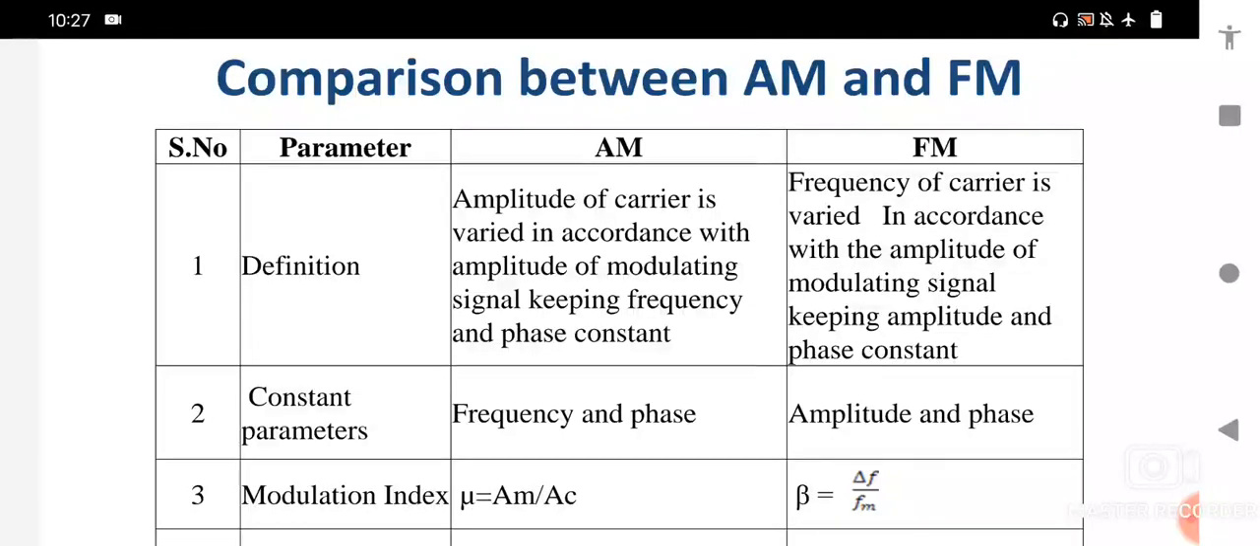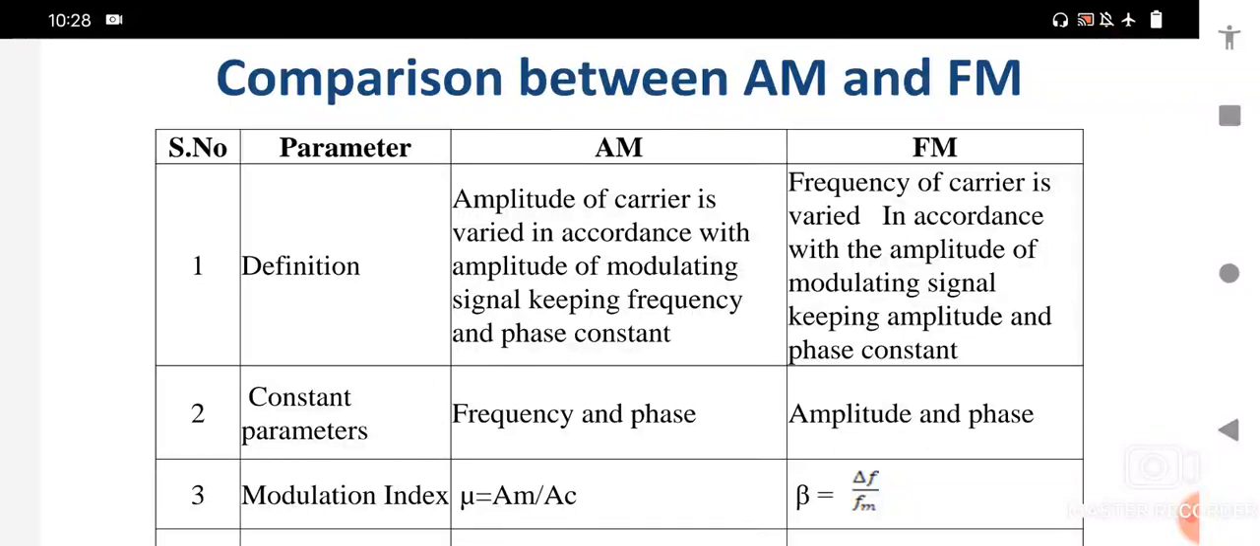In this session, we have to learn one more important concept, that is the comparison between amplitude modulation and frequency modulation. Before this concept, we already saw what amplitude modulation and frequency modulation are. Based on some parameters, we will compare the two modulation techniques. What are the parameters and what are the comparisons between these two modulation techniques? Now we will see the comparisons.